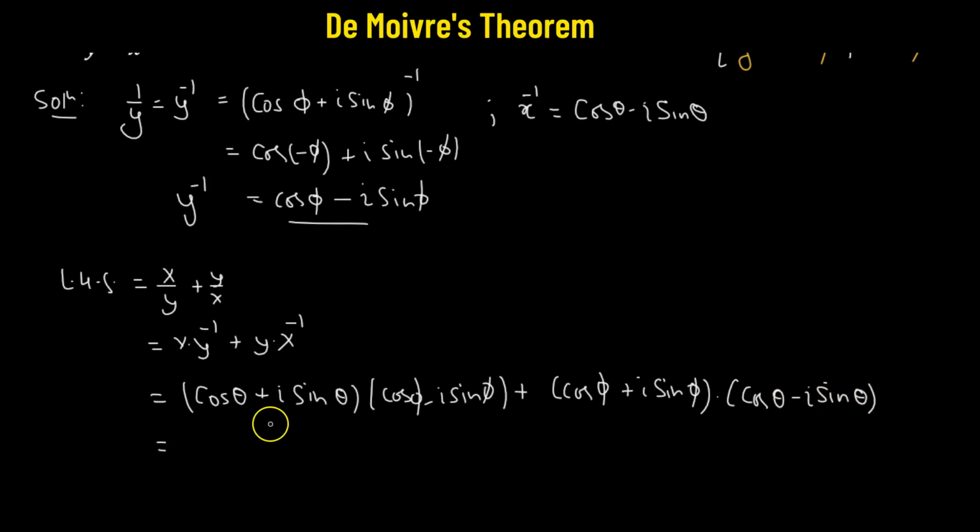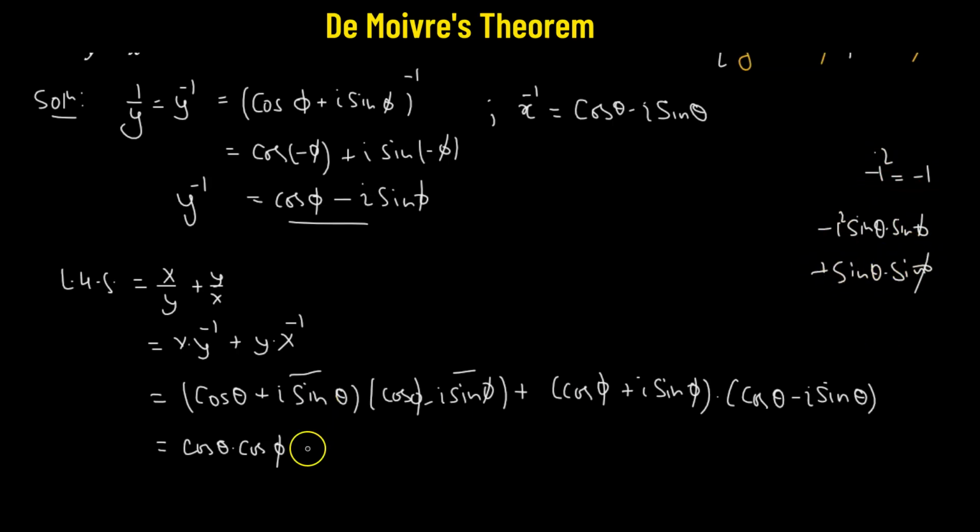Fine. So let's now simplify this. We have cosine theta multiplied by cosine phi, and we have iota times sine theta multiplied by negative iota times sine phi. This will give us negative iota squared sine theta times sine phi. Now we know that iota squared is equal to -1, so we have positive sine theta multiplied by sine phi. This gives us positive sine theta times sine phi.